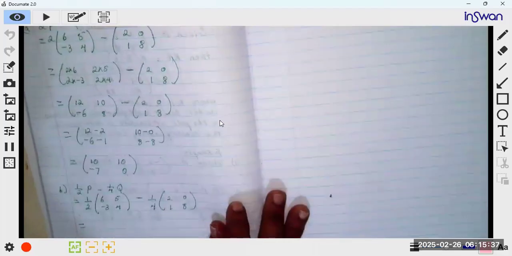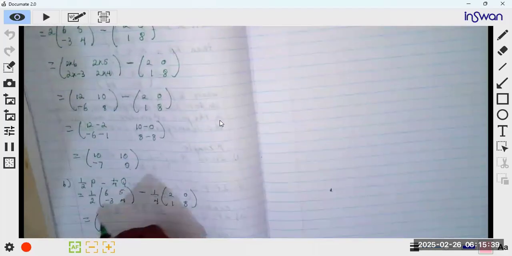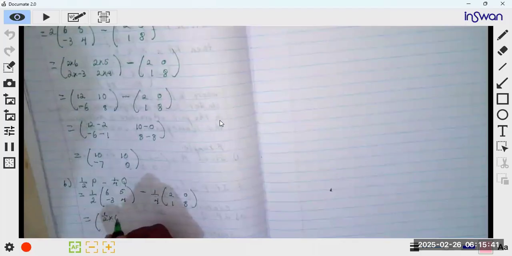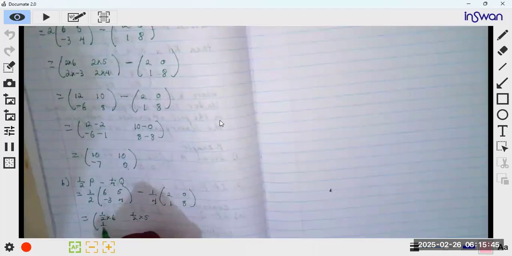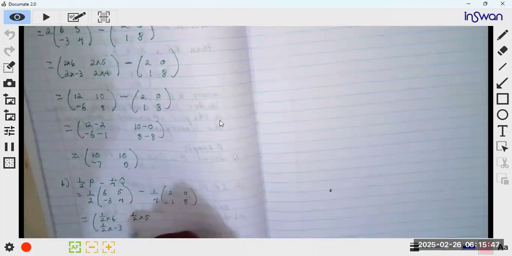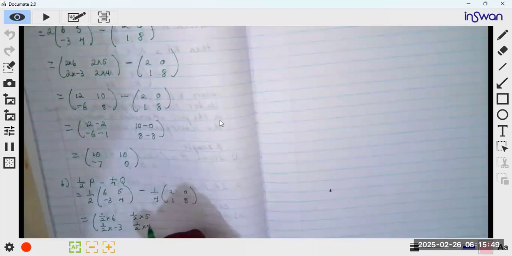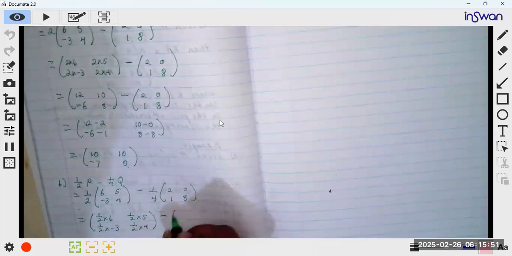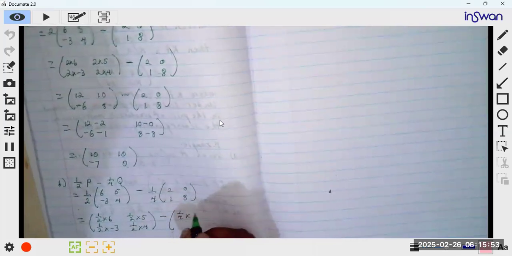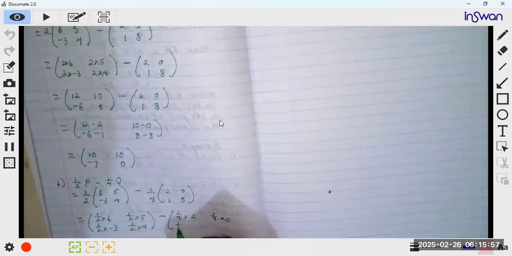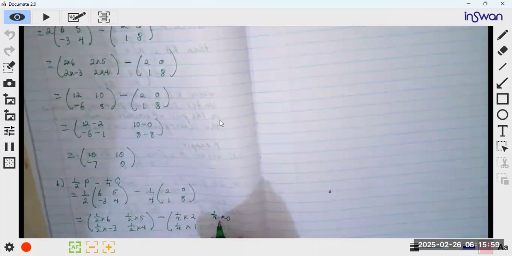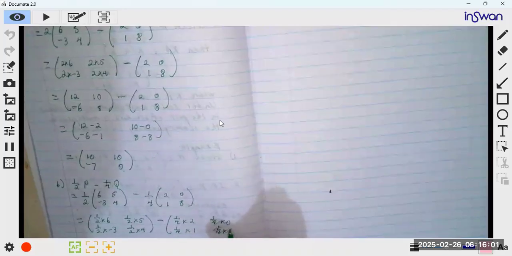So this will be a half by 6, a half by 5, a half by -3, a half by 4, minus a quarter times 2, a quarter times 0, a quarter times 1, and a quarter times 8.